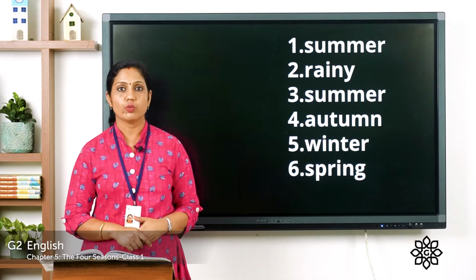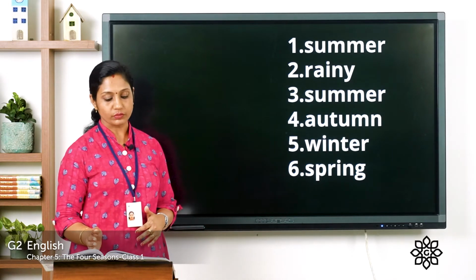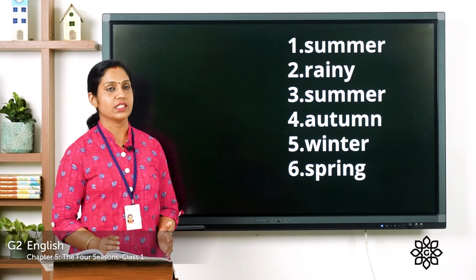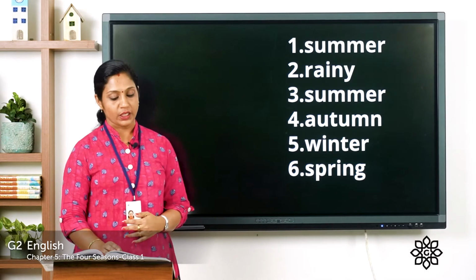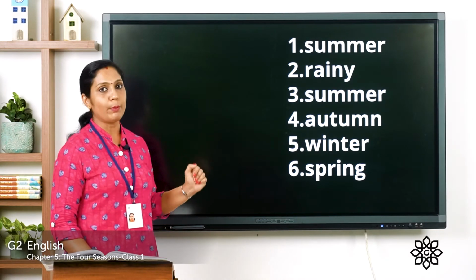The first one, it's very hot, and that is summer. So write out there, summer. Second, we use umbrellas. We use umbrellas in the rainy season. So second one, rainy. Third, we enjoy eating ice cream, and that also we do in summer.